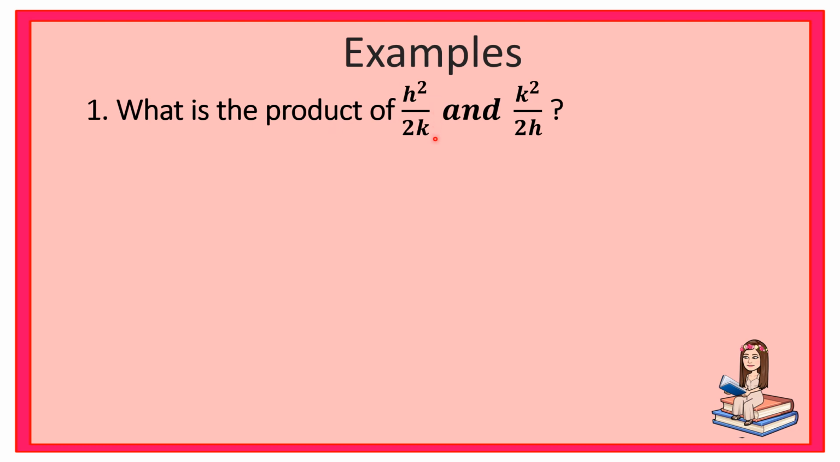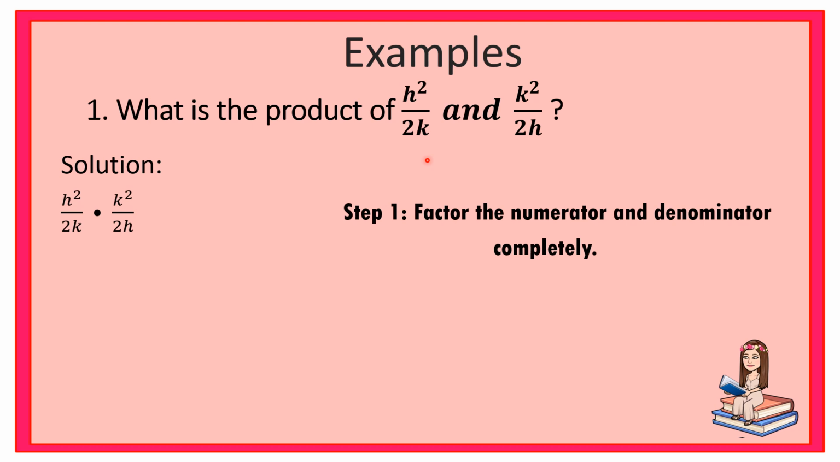So for example, we have this one. I can rewrite this as h squared over 2k times k squared over 2h. Ito muna yon. Naging times siya kasi ang question ay product. After i-rewrite, you proceed with the first step, which is to factor the numerator and the denominator completely.